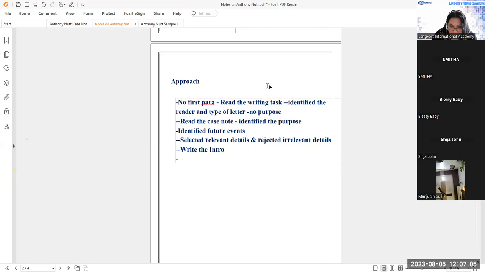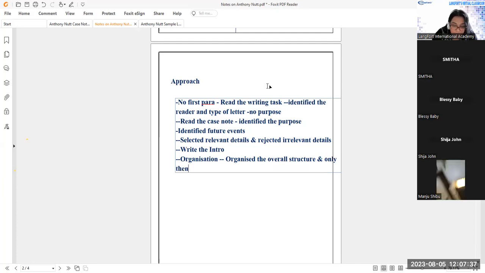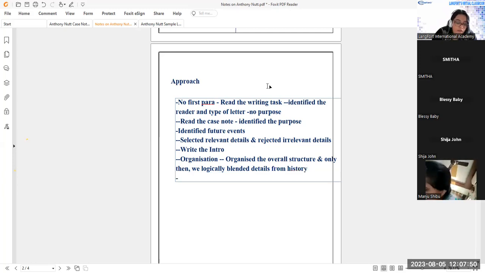Okay. Then we organized it. Then we worried about organization. But remember, you organize the letter. So we organized the skeleton, organized the overall structure. Then we blended. Remember, that's an important thing that we did. Then we logically connected the details from history. And only then we got an overall structure. Only then we logically blended details from history. Okay, all right. Then we wrote the letter.